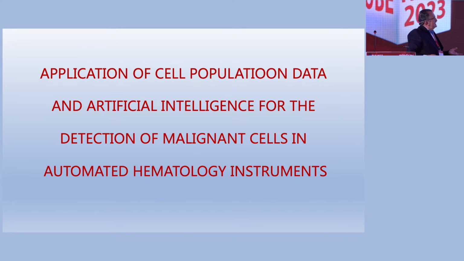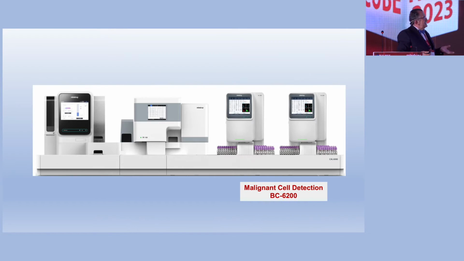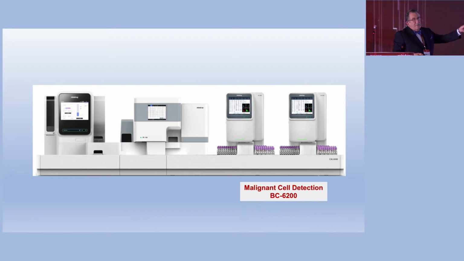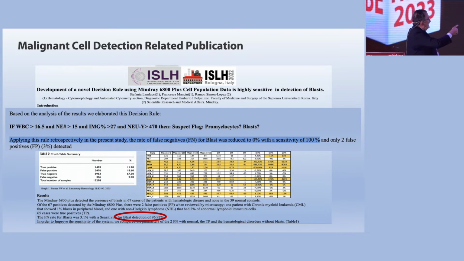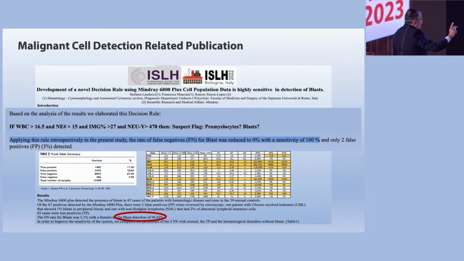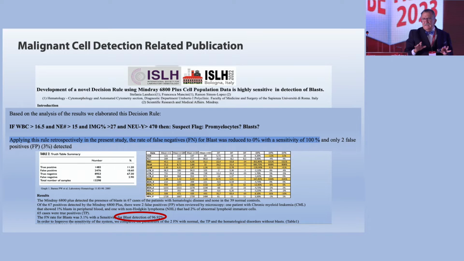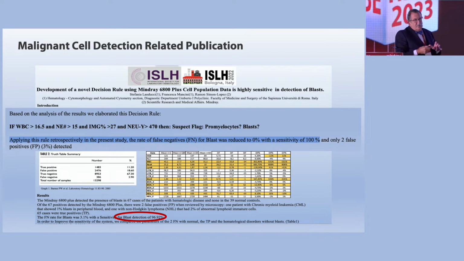Application of cell population data and artificial intelligence for the detection of malignant cells. The malignant detection can be in the instrument by the flags, and it was an article also published in Bologna that applies a rule. Without the rule, the sensitivity was 97% for blasts, the best of all the other companies, if you see any study on the sensitivity for blasts.